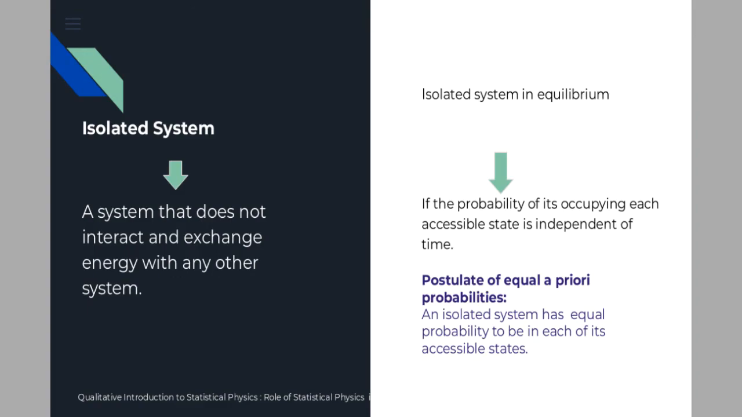By definition, an isolated system is in equilibrium if the probability of its occupying each accessible state is independent of time. A fundamental postulate of equilibrium statistical mechanics, referred to as the postulate of equal a priori probabilities, asserts that an isolated system in equilibrium is found with equal probability in each of its accessible states.